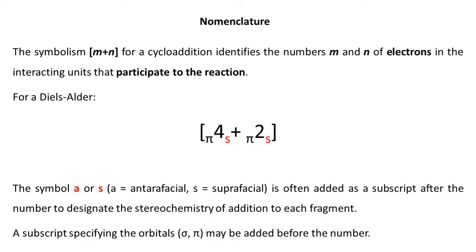The symbol A or S, A for antarafacial, S for suprafacial, is often added as a subscript after the number to designate the stereochemistry of addition to each fragment. We'll learn about the significance of these descriptors in class. A subscript specifying the symmetry of the orbitals involved may be added before the number.